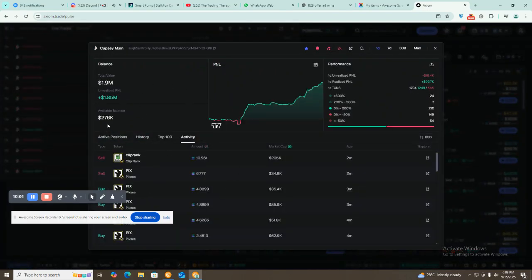Let's click on his wallet. As you can see, this guy makes a lot of money. A total of 1.9 million naira made this month only. This month, he has made over 1 point something million, 1.9 million this month only. Okay, and available balance he has about 220.